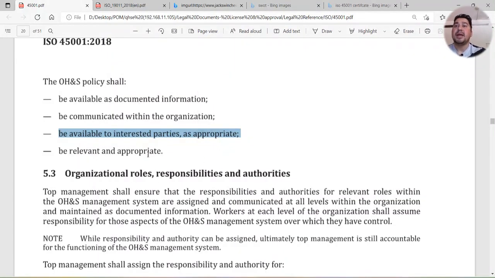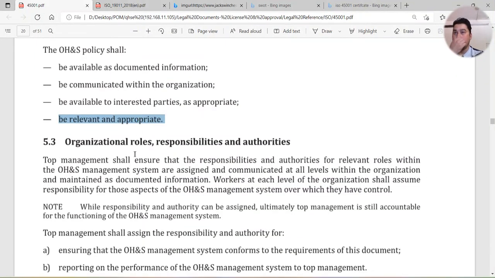After that, be relevant and appropriate. So when you are creating any health and safety policy, that should be relevant to your organization, to your activities, to your business. So many people just copy and paste from the website, which is not relevant to their business. It should not be like this. So whenever you are creating any policy, that should be appropriate and relevant to your work activities, your organization, your employees, and the size of the organization. So all these things need to be considered.